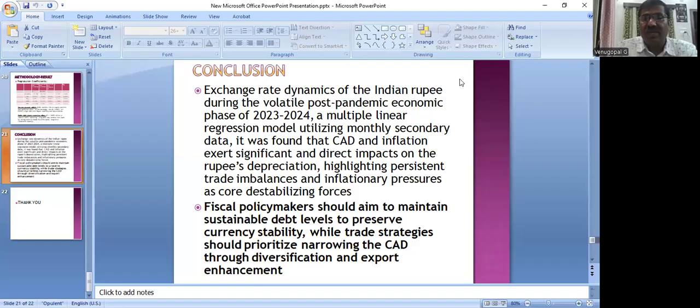So what we can actually suggest is that policymakers should aim to maintain sustainable debt levels to preserve currency stability, while trade strategies should prioritize narrowing the current account deficit through diversification and enhancing the exports of the country.